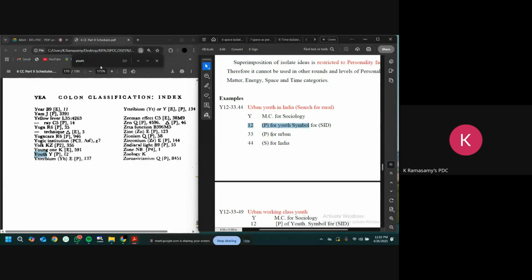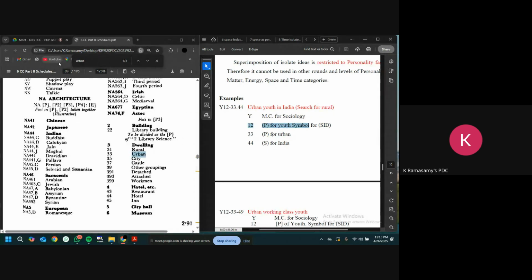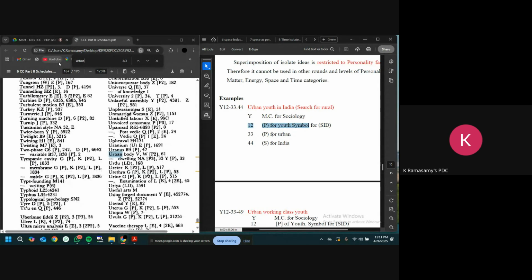Okay. What is the number for urban? I go for urban. I want to study about the people, those who are living in urban areas. Okay, here you can see urban dwelling. Urban dwelling means people, those who are living in urban areas. What is the number? Why sociology? Number is 33. This also personality. Personality 33 stands for urban.